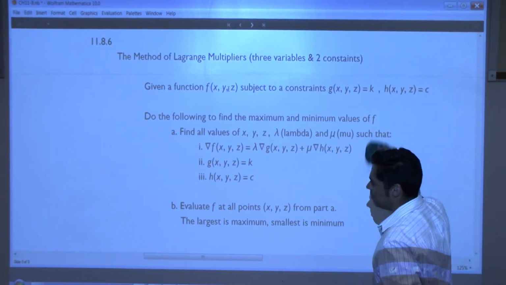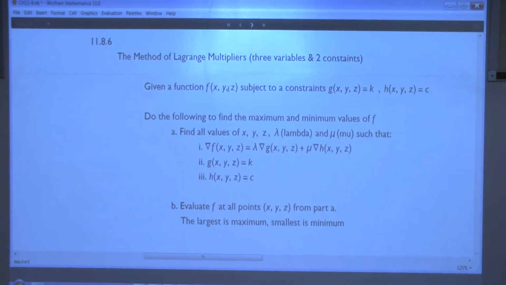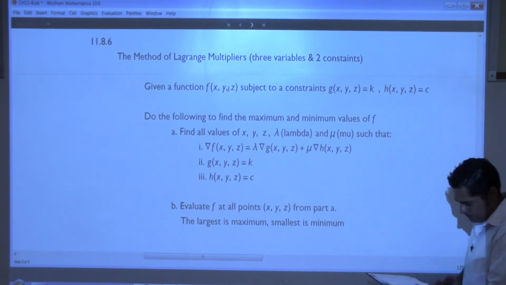Yes. Okay, let's pick one out of the book. And I think I'll do a word problem if I can find a good one. And I just hope it's not going to be too hard.